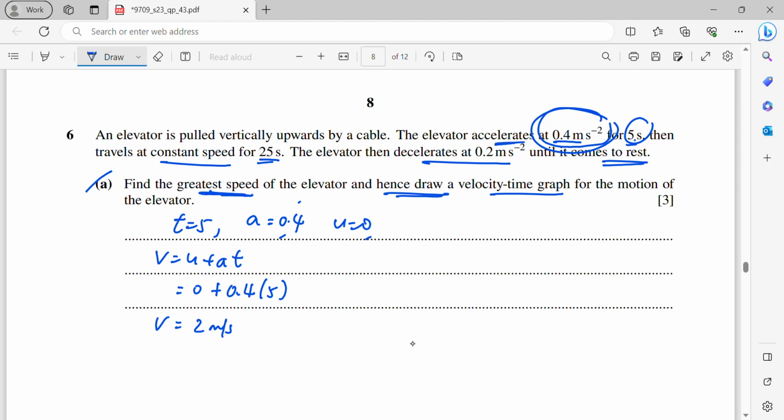Because we know that it accelerates, after that constant speed, and then decelerates, means that this 2 meter per second is the greatest speed. Therefore, greatest speed equals 2 meter per second.